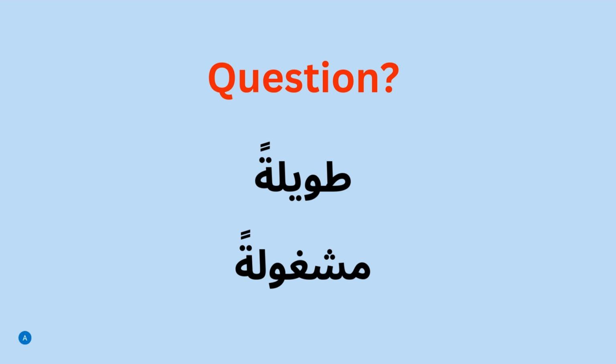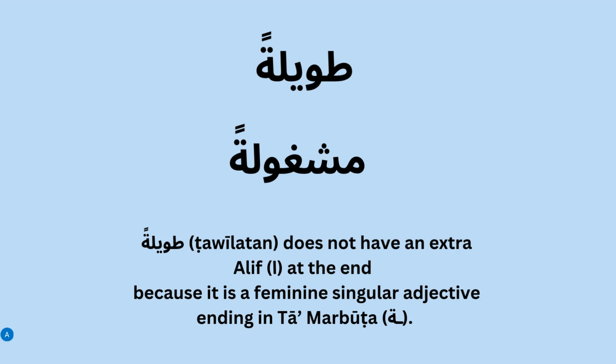Okay, let me answer you. These words are feminine singular adjectives, right? And they are ending with ta marbuta. And this is the reason that they will not take an extra alif at the end. What do I mean by this? Majhoolah. What is this? This is a feminine adjective. For the masculine form, majhool, right? So we are trying to convert the majhool into majhoolah, and it's a feminine form and it's in singular form and it's an adjective. So these kinds of words never take an extra alif at the end.